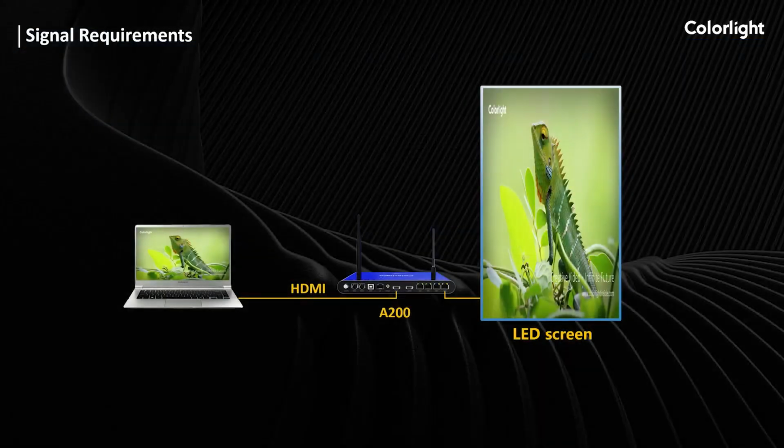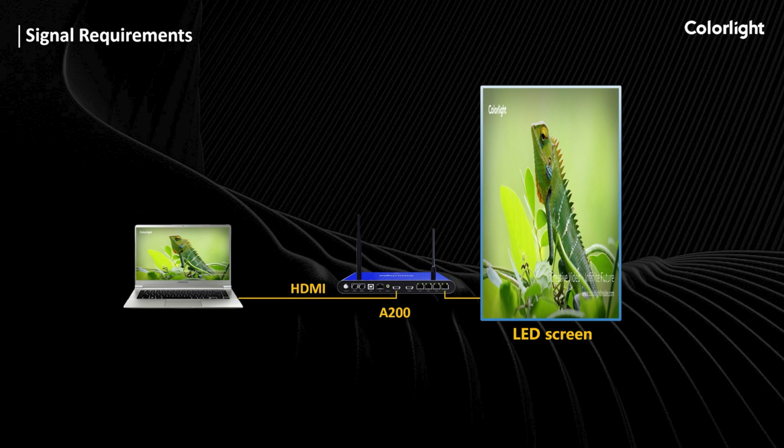Finally, check the input HDMI signal and screen resolution. Take the maximum value between the HDMI signal width and screen width, and then take the maximum value between the HDMI signal height and screen height. The product of the two values should be no more than 1920 by 1200.